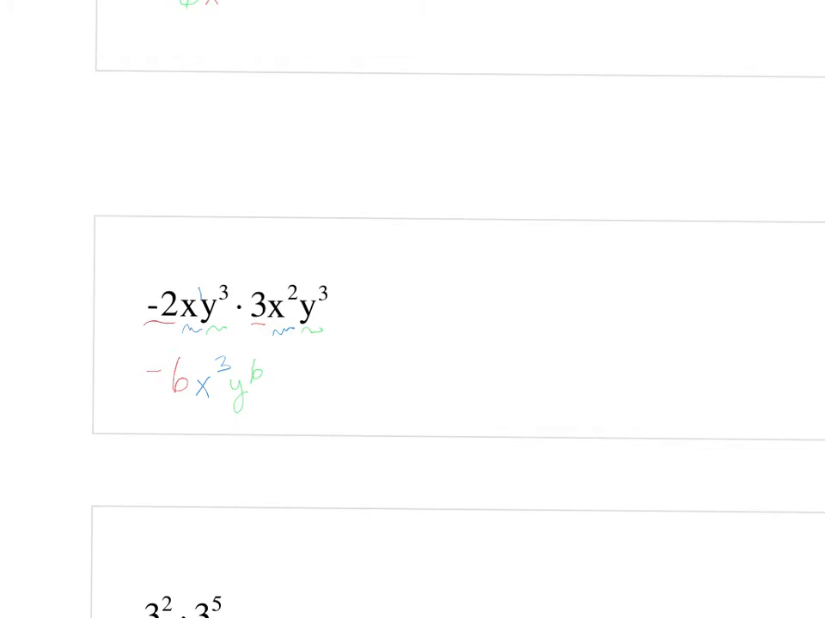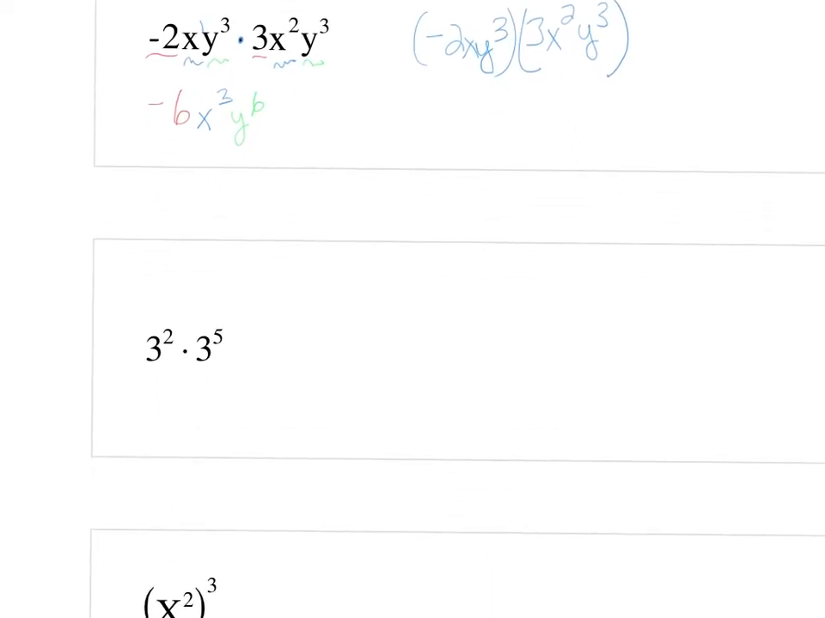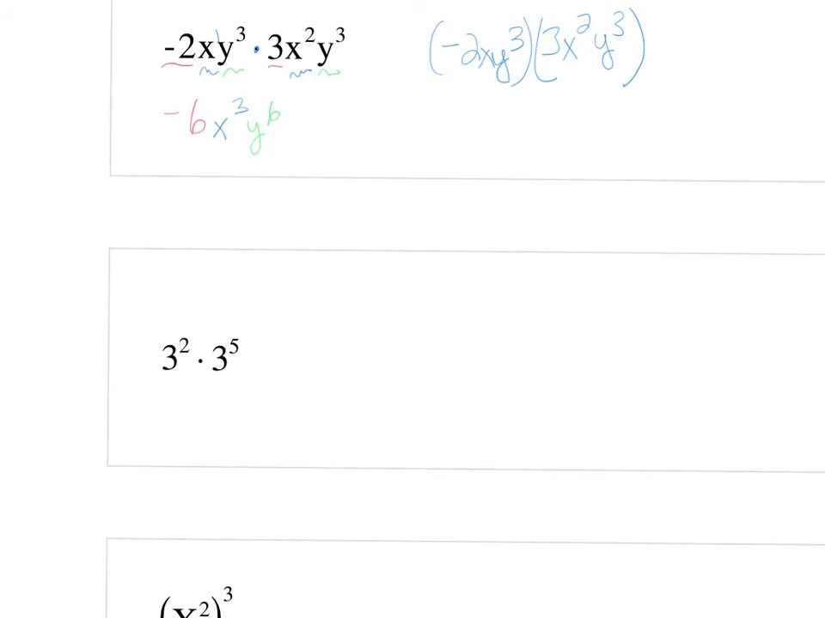Now keep in mind that this same problem can be written with either the dot in there to show multiplication, which is what it has now, or can be written with parentheses around it to show multiplication. This would be exactly the same problem. And if we look at this here, we want to keep in mind that it's the same property if our base is not a variable, if it is a constant.